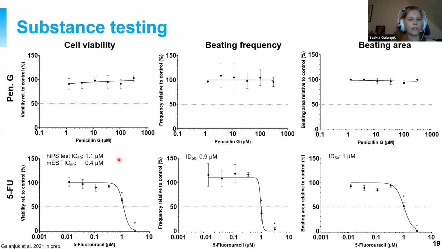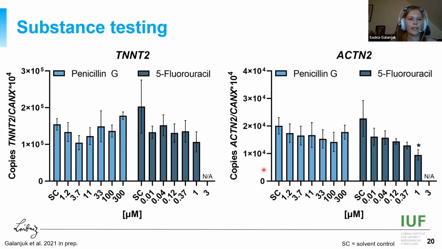Compared to the mouse EST, the HIPS test is almost 3 times less sensitive in the endpoint cell viability. And furthermore, we established PCR markers as a molecular readout. Looking at TNNT2 and alpha-actinin 2, we found that penicillin G has no effect on the expression of these genes. And 5-FU does not have an effect on TNNT2 either, but significantly decreases the expression of the later marker alpha-actinin 2 at 1 micromolar.